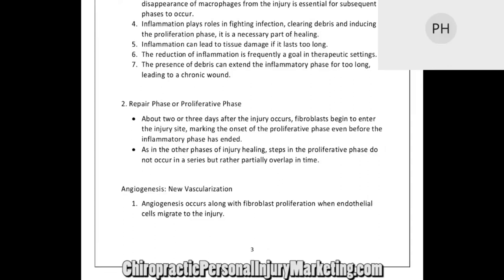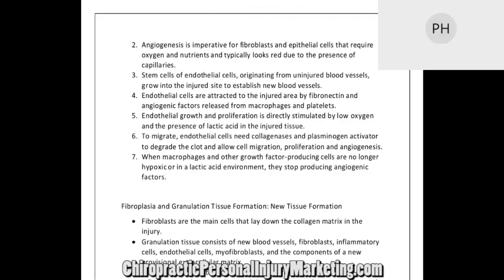Angiogenesis. So now we have our new vascularization occurring along with the fibroblast proliferation when the endothelial cells migrate to the injury. So the new circulation is occurring. Angiogenesis is imperative for fibroblasts and epithelial cells that require oxygen and nutrients, and typically looks red due to the presence of capillaries. Stem cells of the endothelial cells originating from the uninjured blood vessels grow into the injured site to establish new blood vessels.